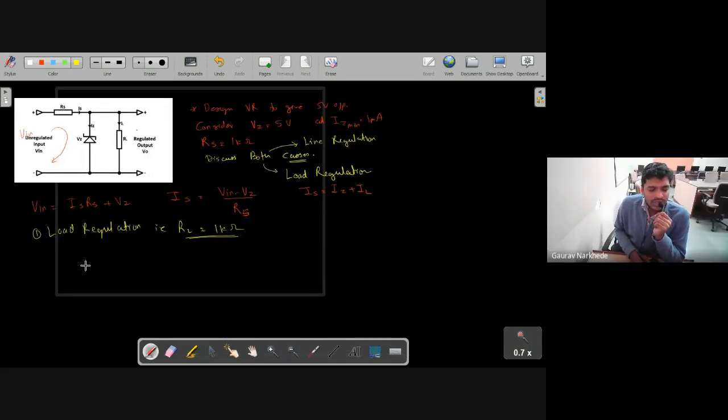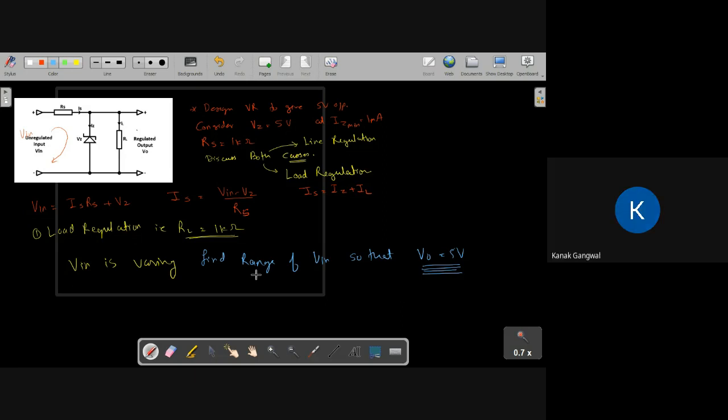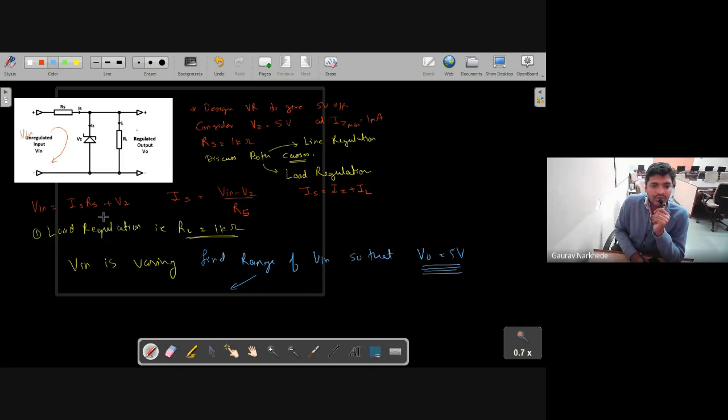Now see, RL is 1 kilo ohm. So what is varying? Vin is varying. Means what we need to find? We need to find the range of Vin, so that Vo is equal to 5 volts. Did you understand? So in load regulation, RL will be variable, right sir? Line regulation should be it, maybe.